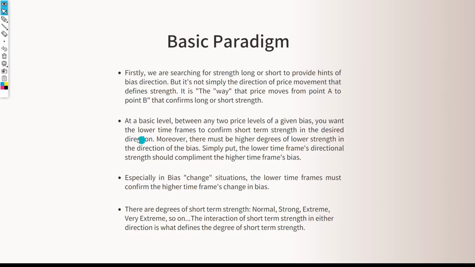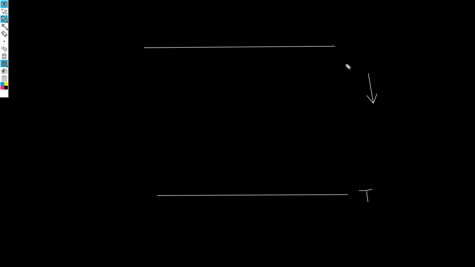Alright, number 2. At a basic level, between any two price levels of a given bias, you want the lower time frames to confirm short-term strength in the desired direction. Alright, so let's use the blackboard for this one. Okay, so let's say we have two price levels, like so. And let's say the bias is short. So that means the main target is at this level, and the main stop loss level will be right here.